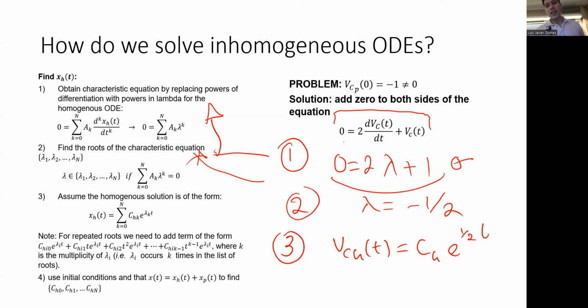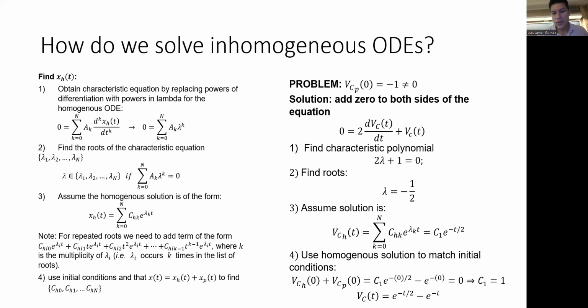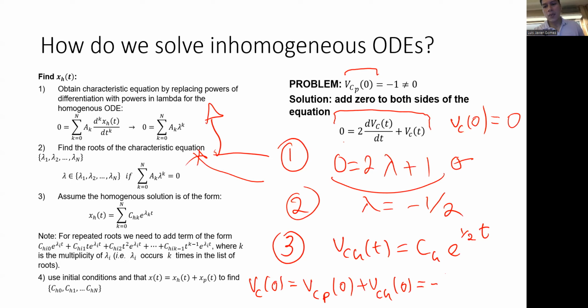Okay, so now all we have to do is match our initial condition, which was that VC of zero has to be equal to zero. So we have that VC of zero, which will be equal to VC particular at zero plus VC homogeneous at zero, has to be equal to negative one, which is what VC particular at zero is, plus C homogeneous e to the negative 1/2 t at zero, which of course is just one. And this should all be equal to zero because that was our initial condition. So what should the C homogeneous be? Yeah, one, exactly. Now we have that C homogeneous is one.